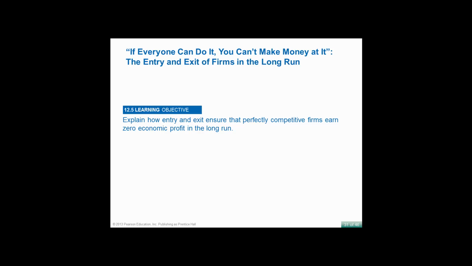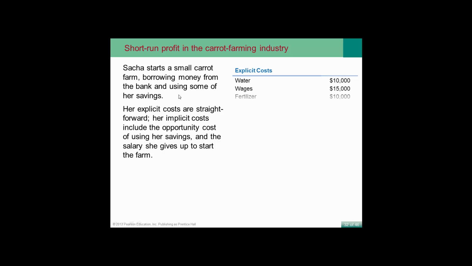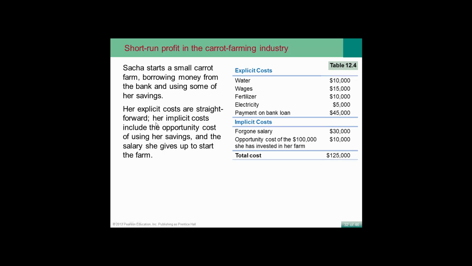Entry and exit of firms in the long run. This will explain how firms enter and exit perfectly competitive markets and earn zero economic profit in the long run. Sasha starts a small carrot farm, borrowing money from the bank and using some of her savings. The explicit costs are straightforward. Implicit costs include the opportunity cost of her savings and the salary that she gives up to start the farm.